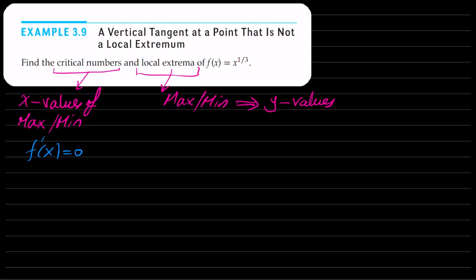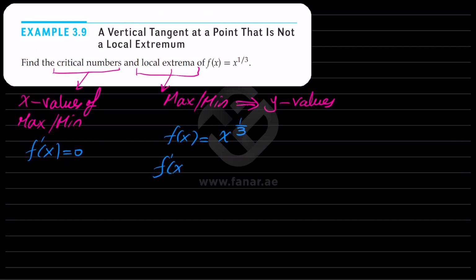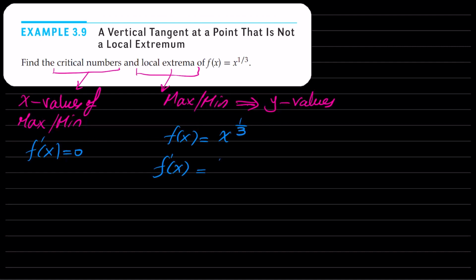So we have the function f of x, which is x to the power 1/3. We would find the derivative by using the power rule. We drop the power down, which is 1/3. Then what do we do? We subtract the power by 1, so it's 1/3 minus 1. So f prime of x is 1/3 x to the power -2/3.